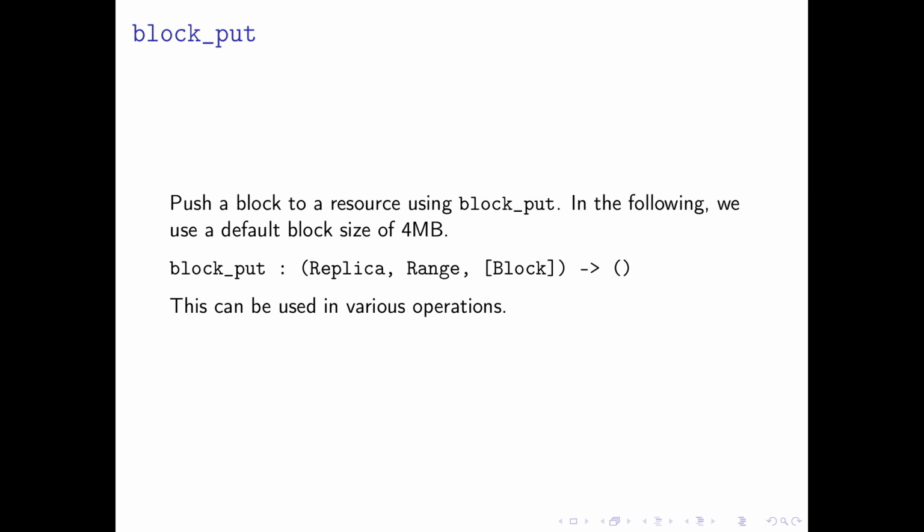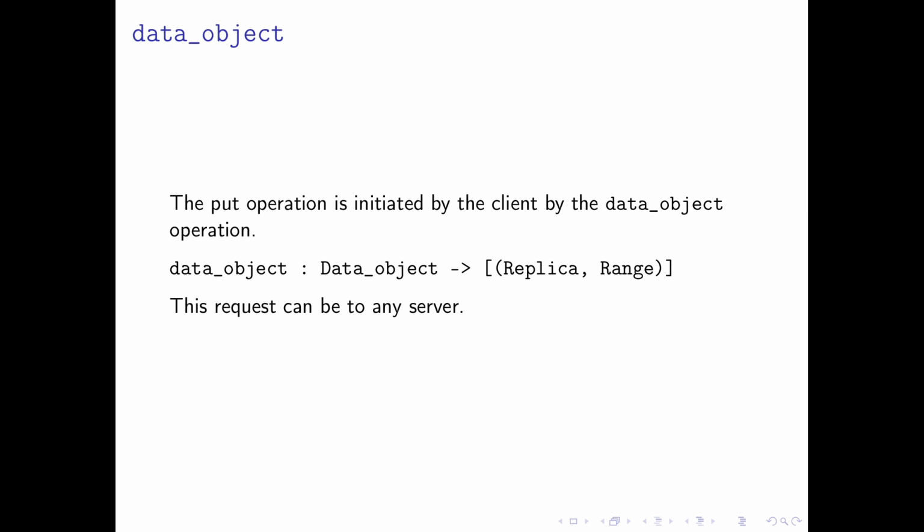First is block put, very simple. You just put a block to a server. You can call this from a server or from a client, with the same effect. Symmetric. And then you have a data object call: you call the server, and the server returns the metadata about this data object, including what the replicas are and what the ranges are. Ranges tell you what blocks are on this replica.